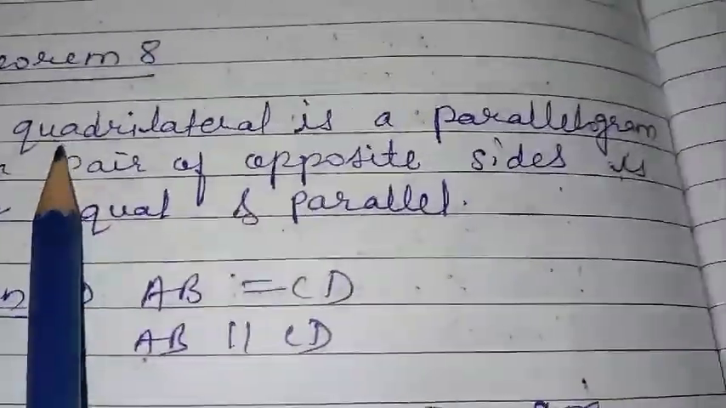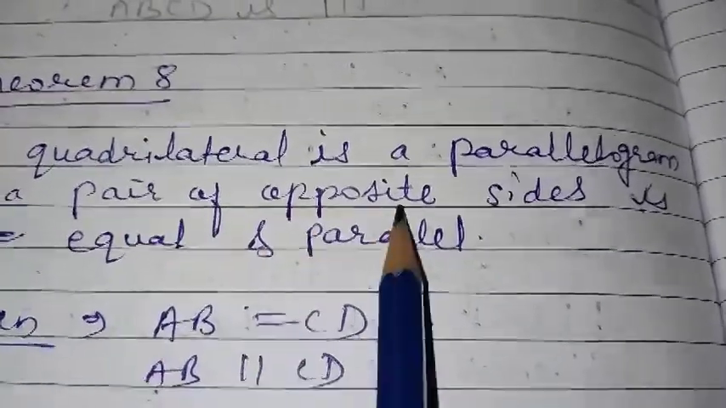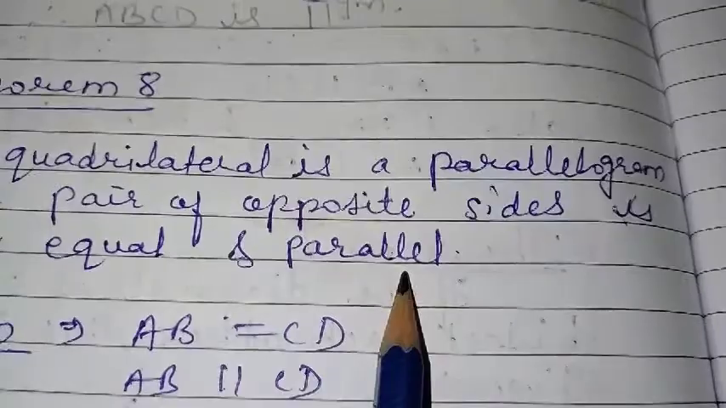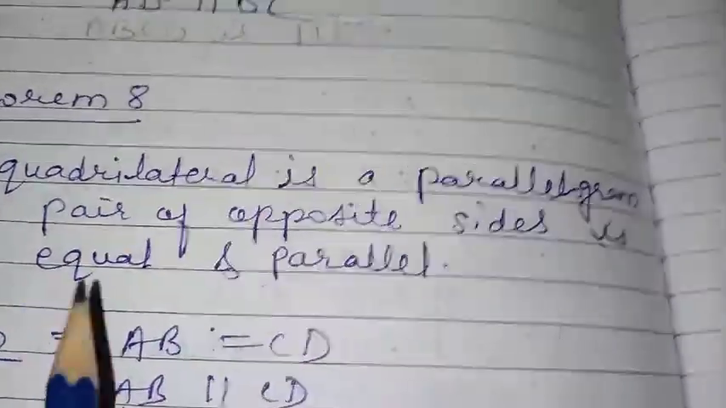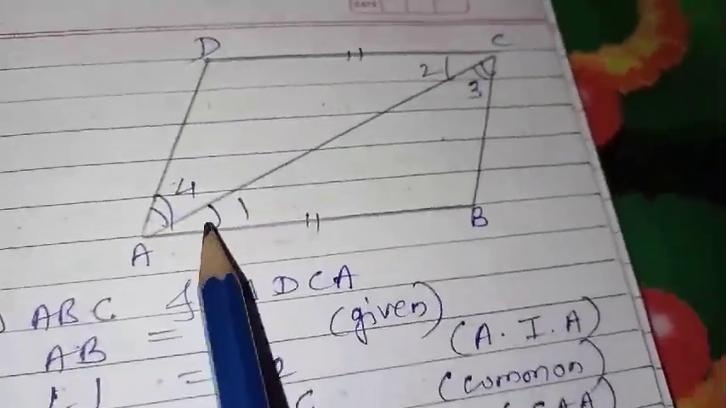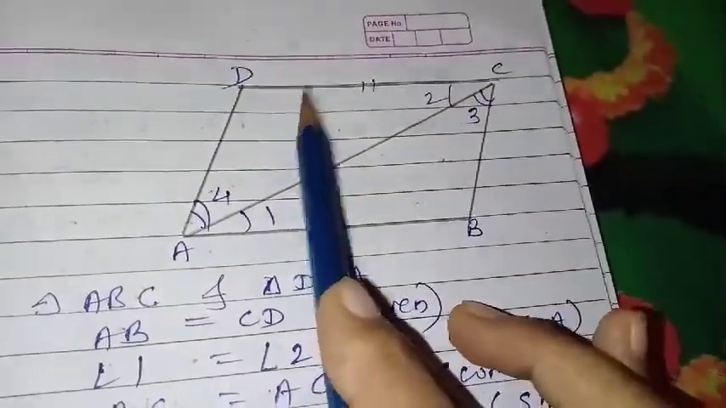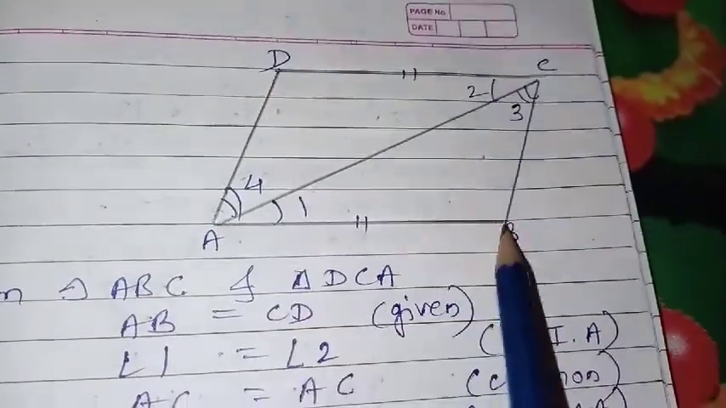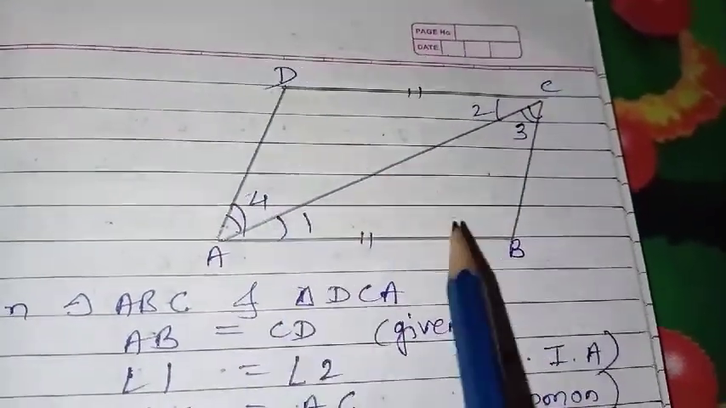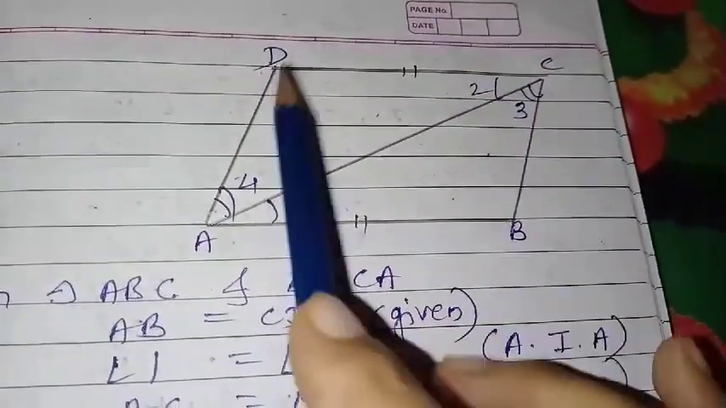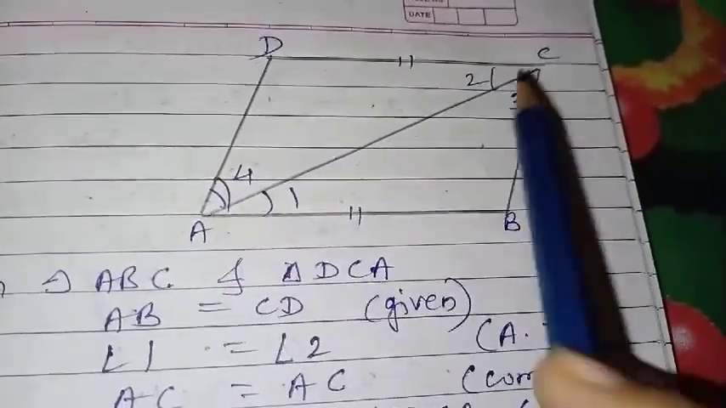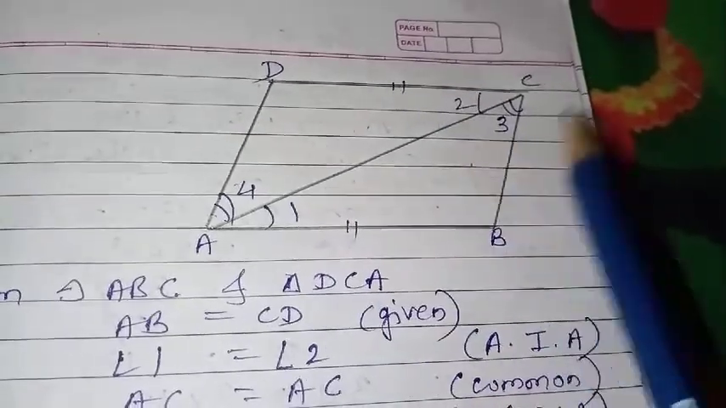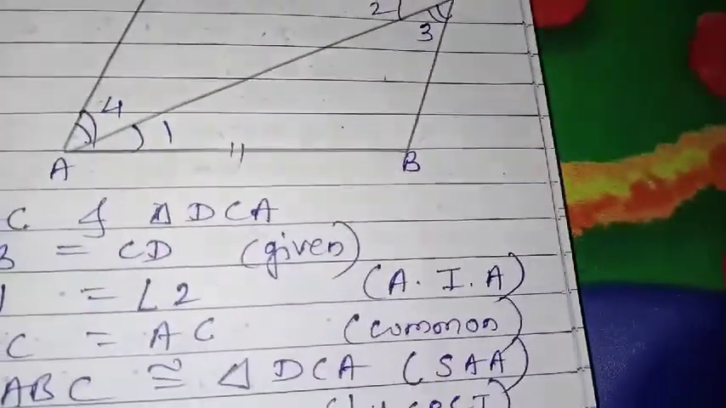So what is the theorem? A quadrilateral is a parallelogram if a pair of opposite sides is equal and parallel. What is given? A quadrilateral ABCD is given. Its one pair of opposite sides is equal as well as parallel. See, this is the diagram ABCD. In given I will write opposite side AB is equal to CD. Also AB is parallel to CD. This is given. What is to be proved? ABCD is a parallelogram, that is AB parallel to CD and AD parallel to BC. If we show the opposite sides are parallel, then the parallelogram is proved.